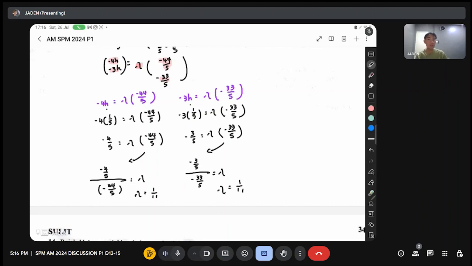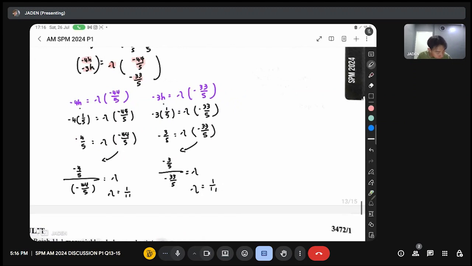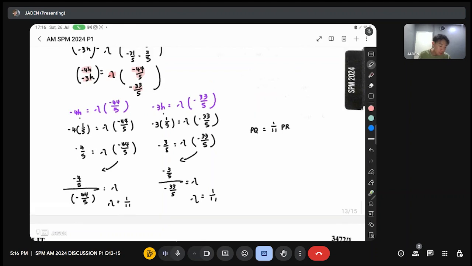So you have proven that for P, Q, R, it is actually PQ equal to 1 over 11 of PR. That is how simple it is.